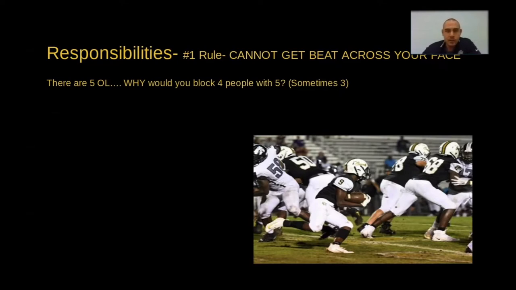But let's talk about the responsibilities for each one, all right? So the center is always going to be responsible for the 0 all the time.